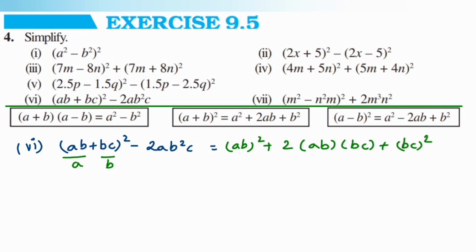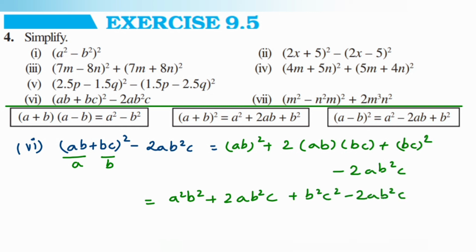minus 2ab²c. Now this is equal to a²b² + 2ab²c + b²c² − 2ab²c. So we can cancel minus 2ab²c and this plus 2ab²c. We are left with a²b² + b²c². So this was an easy one. Now the last question, the seventh one. Let's start doing the seventh problem.